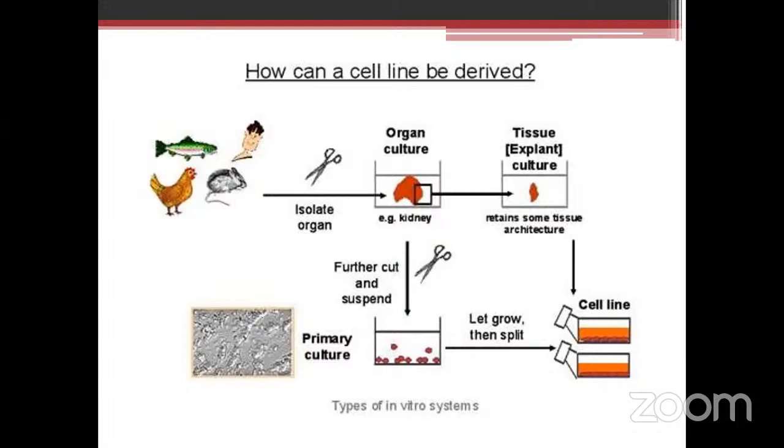Small tissue we are taking. So here it will have some tissue architecture, so the shape or properties of the architecture will be there. Or you can also cut the organ into very small pieces and culture them. That is primary culture. Or from this tissue explant also, we can separate the cells either manually or enzymatically. From the primary culture, we can split them and subculture into cell lines. So this is how we generate cell lines.